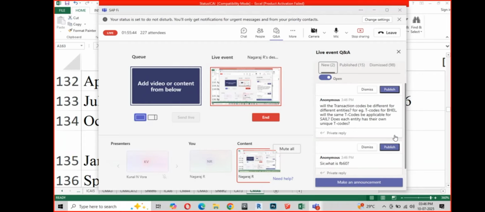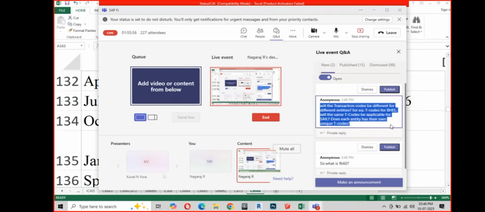See, this question is a wonderful question. Will the transaction codes be different for different entities? Now, transaction codes could be customized. For example, BHCL can have its own transaction codes for retrieval of vendor invoices. SAIL can also have its own customized transaction code for the same activity. Yes, they can have the standard transaction codes also.